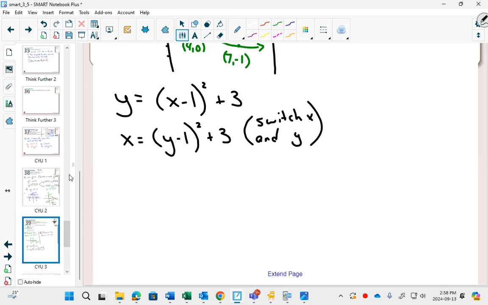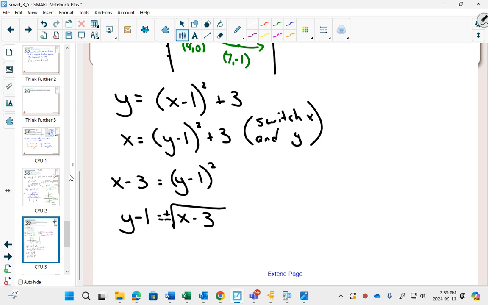Going to get y by itself, so move the 3 over: x minus 3 would equal (y minus 1) squared. Get the squared by itself. Square root both sides. Don't forget the plus or minus. And finally, move the 1 over.